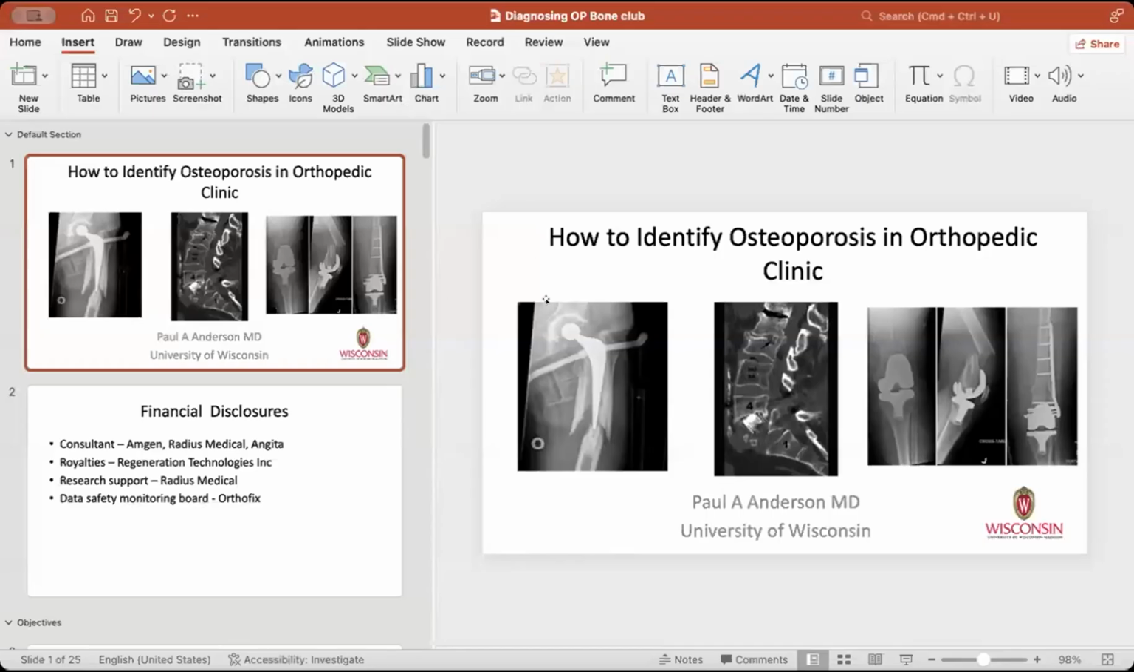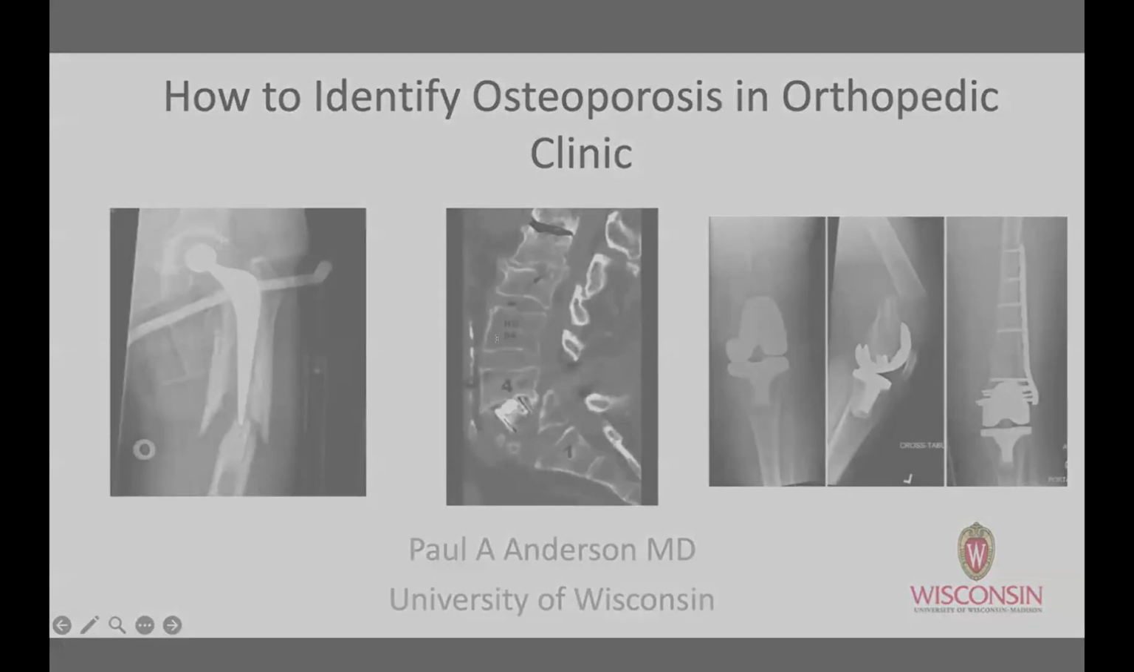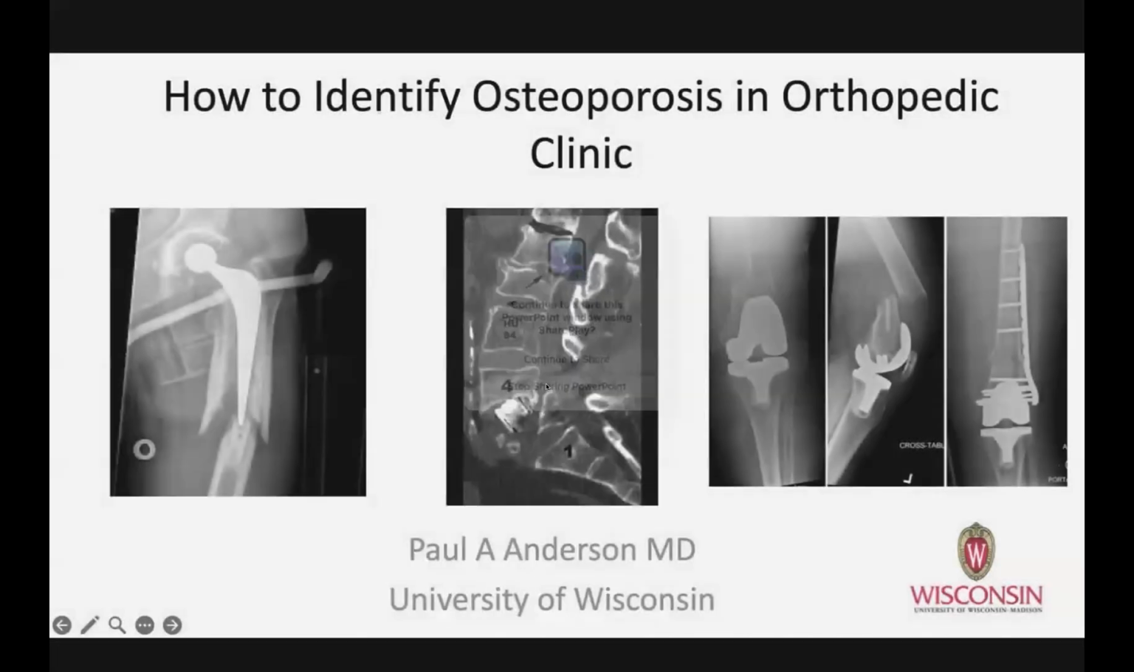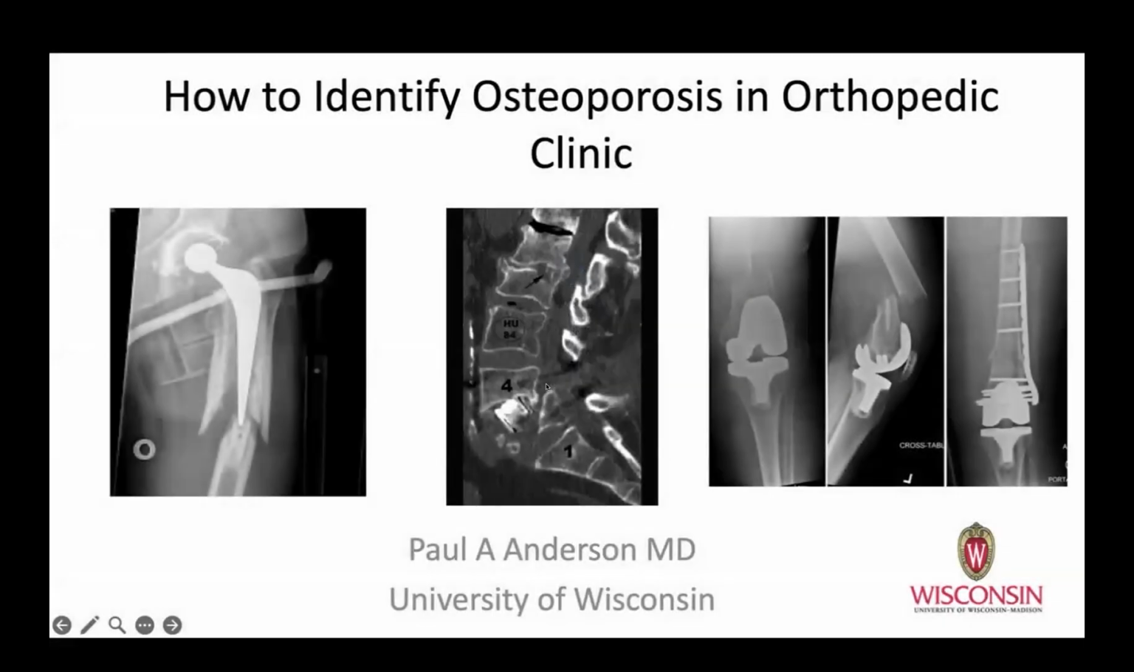Our next speaker is Dr. Paul Anderson. Paul, I think, really needs no introduction. He was the one who coined the term bone health optimization in the orthopedic clinic. He's a worldwide leader in getting orthopedic surgeons on board with bone health optimization and osteoporosis care, and he's going to talk about identifying osteoporosis in the orthopedic clinic. Paul?